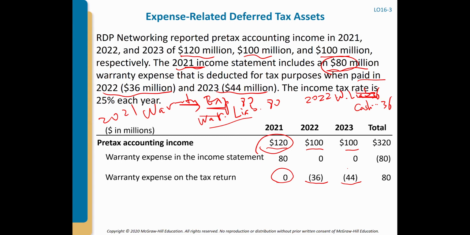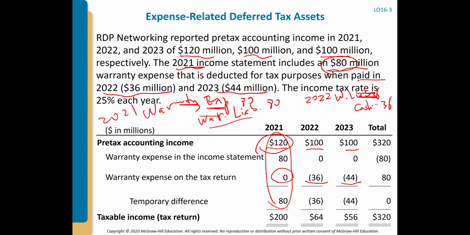So that's the difference between accounting and tax. It's the 80s, right? We talk about the initial year. The difference is the 80s, between accounting income and taxable income. So what is taxable income? We're not allowed to deduct the 80s, so taxable income should be 200. That makes sense, everyone? Taxable income is 200. Accounting income is 120 for the year 2021.